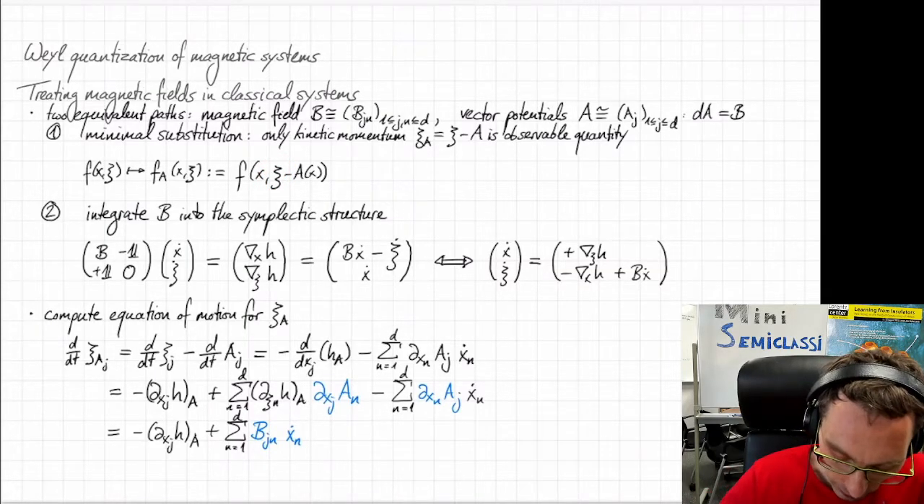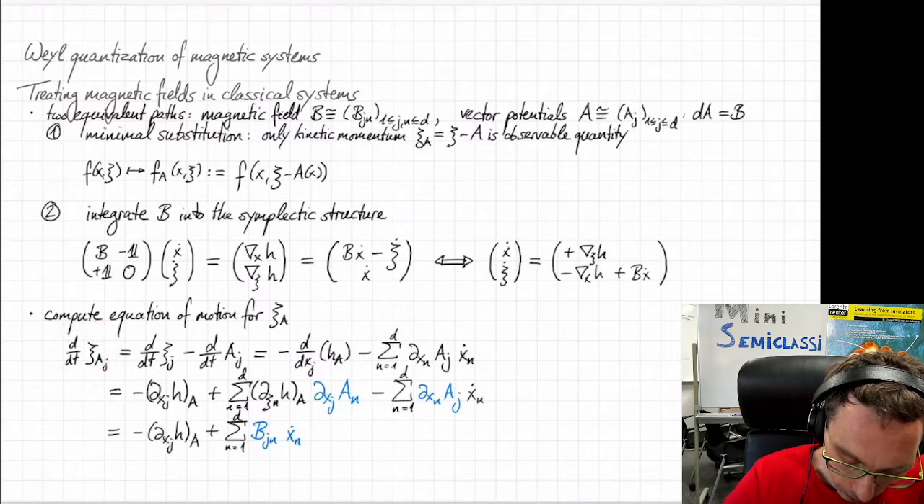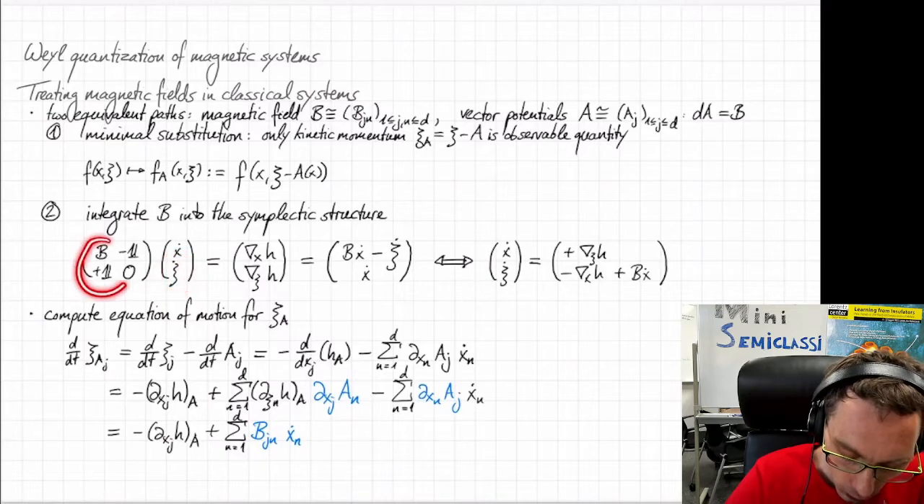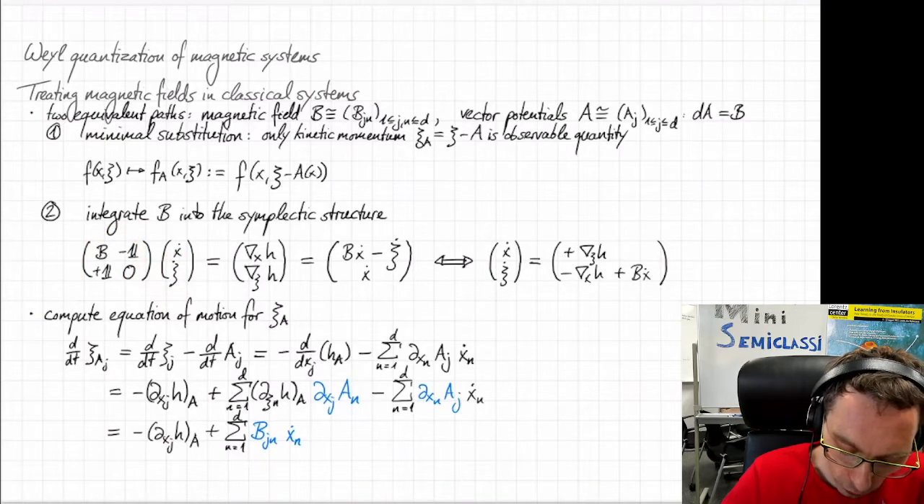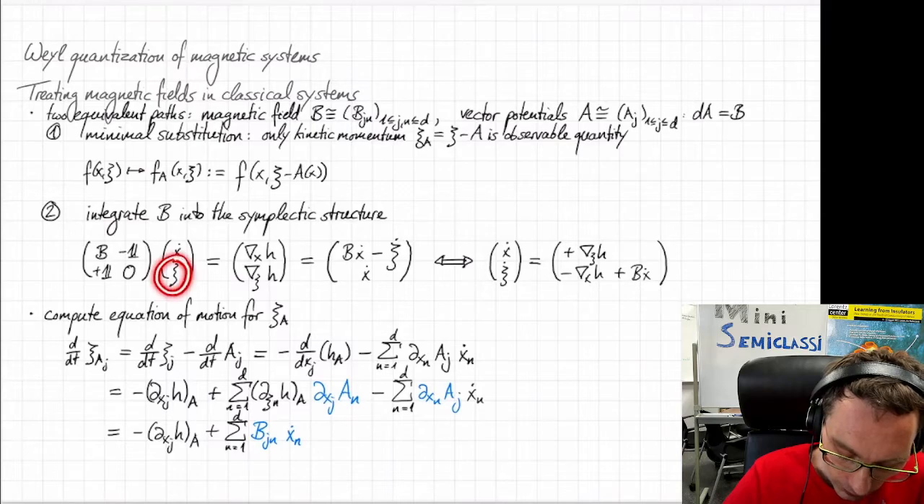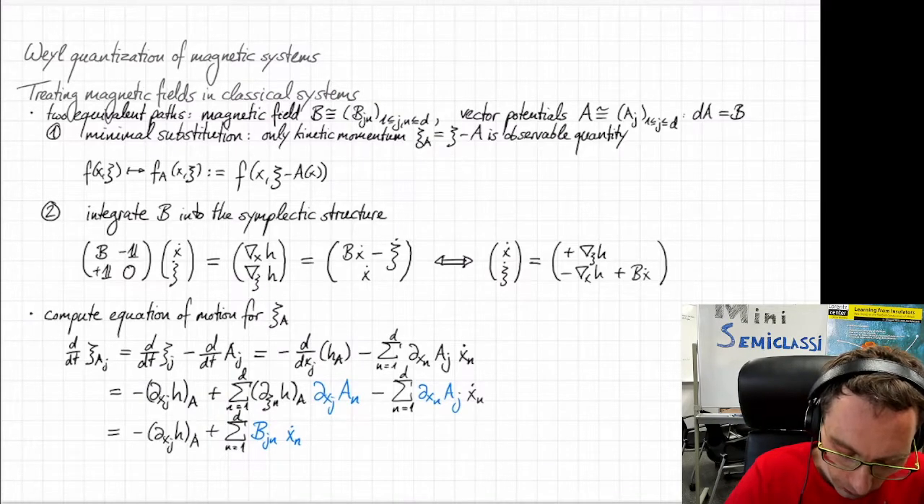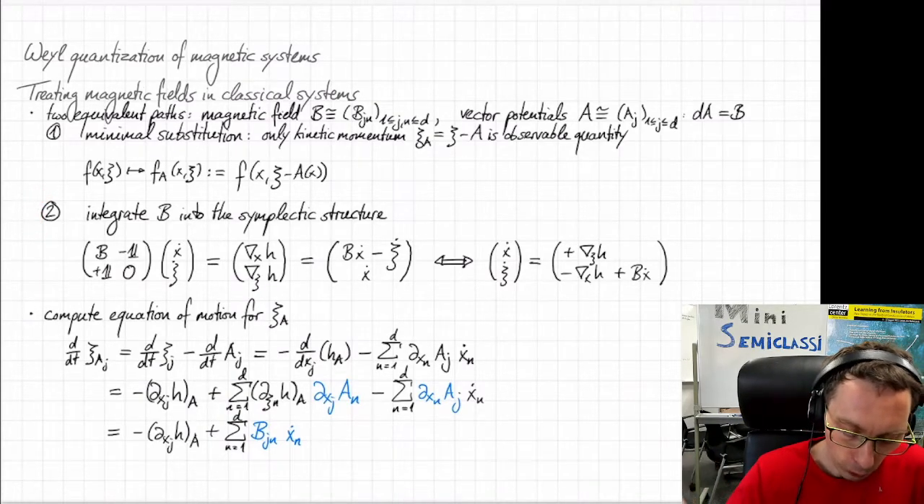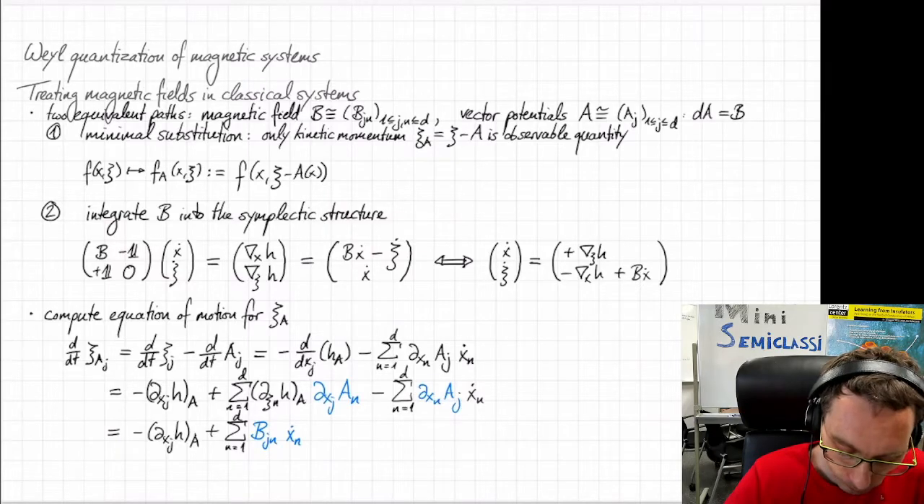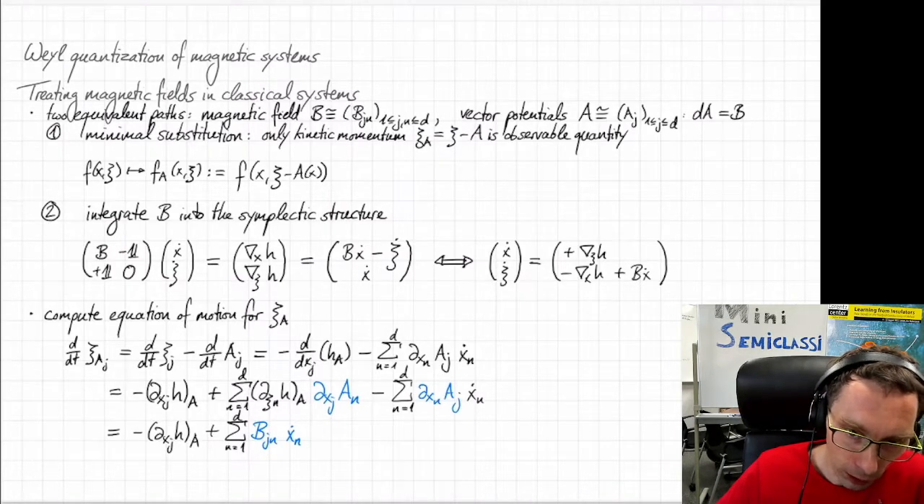So what you get is the exact same equation of motion for kinetic momentum as for momentum here with this modified symplectic form, which is just another way of saying that if you integrate the magnetic field into the symplectic structure, you are using kinetic momentum. But the advantage is that with the second approach, you never have to worry about choosing a vector potential. Nevertheless, the first approach is the one that's more commonly used.